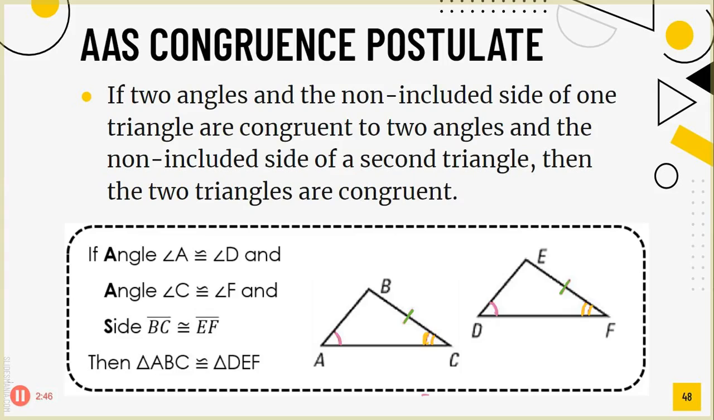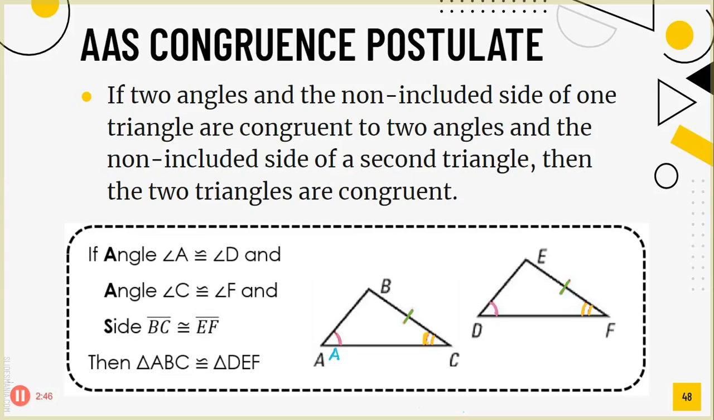And so if I start with one of those non-marked sides and I go clockwise or counterclockwise, either way, I hit an angle first, then I hit another angle, and then I hit a side. So this would be angle, angle, side. So that side is not in between the two angles. It is not included in between them. So if this is true, angle, angle, side, then those triangles are congruent. And again, we need to watch the congruent statement and how we write that.